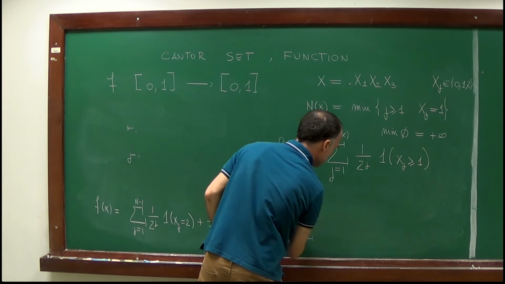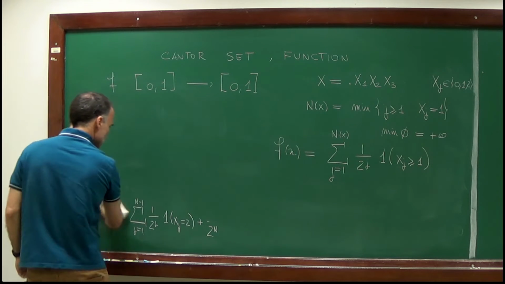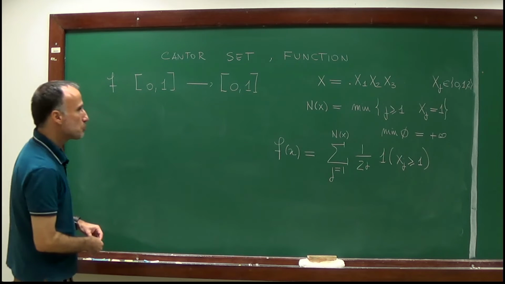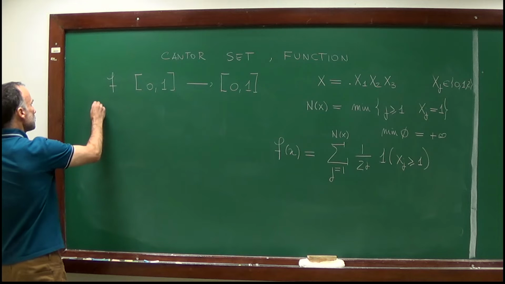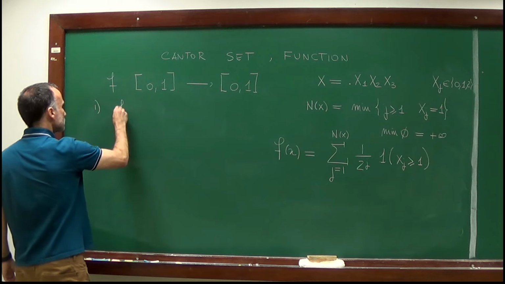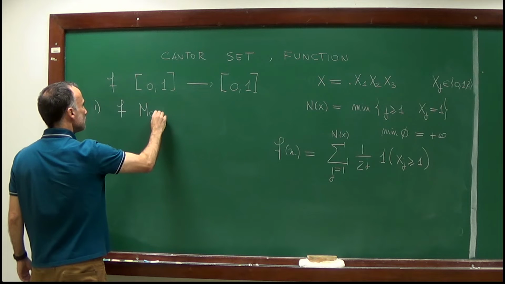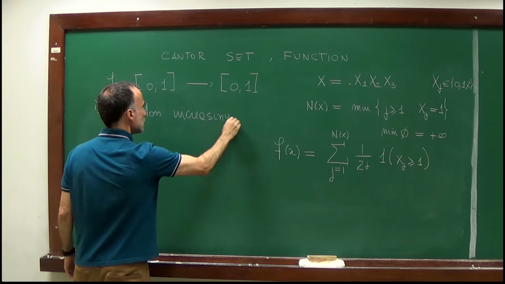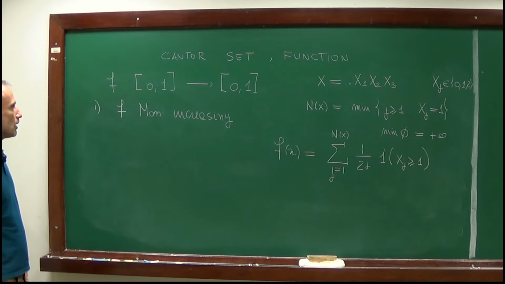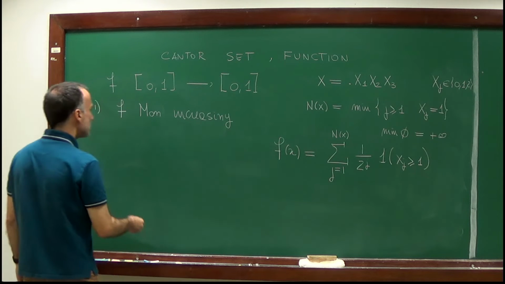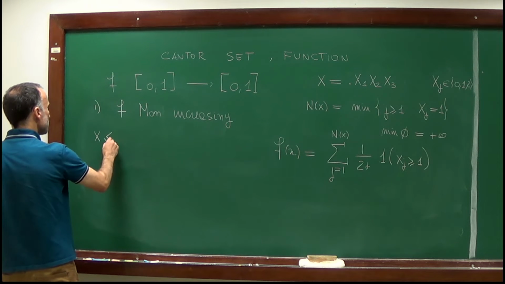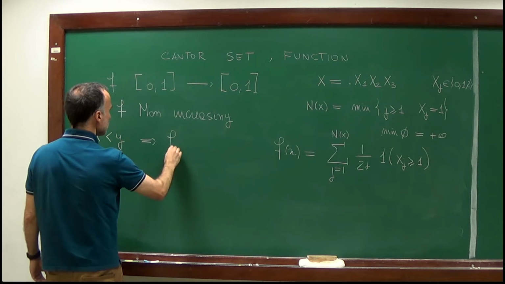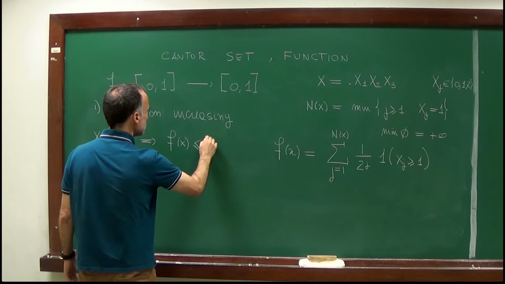Okay. Now I want to prove all the properties which were listed here. So the first property was that f is monotone increasing. So let's prove that f is indeed monotone increasing. Let me take x strictly smaller than y, and I want to prove that f of x is less or equal than f of y.